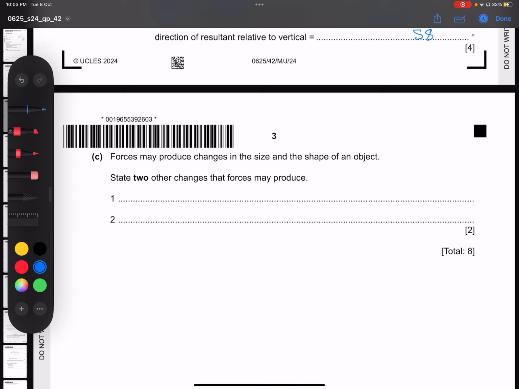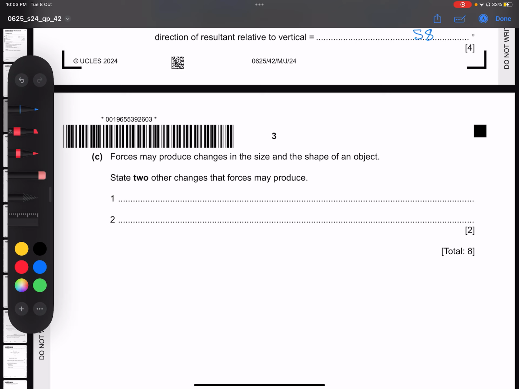Section C. Forces may produce changes in the size and the shape of an object. State two other changes that forces may produce. This is a pretty straightforward question. Forces are any push and pull that create a change in the motion or a change in the actual formation or conformation of an object. Conformation as in the size, the shape, and how much the twisting and everything.